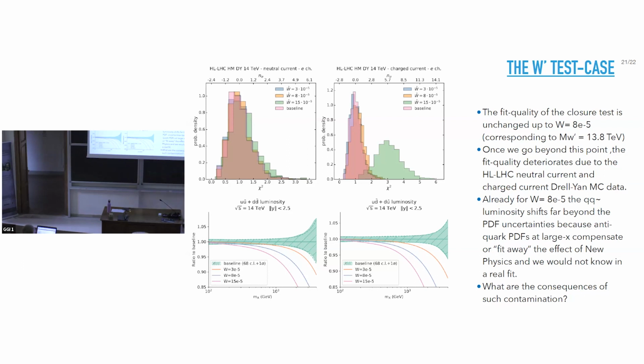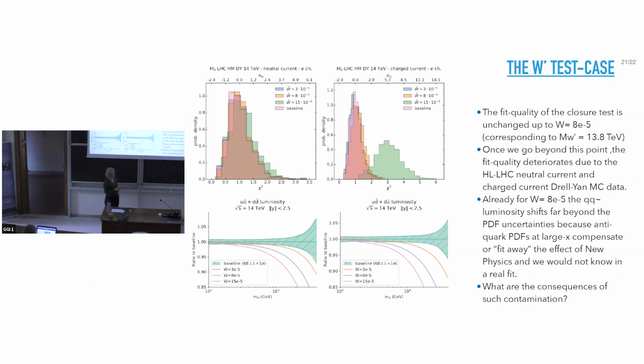So you have to compare, probably I should have matched the color. This is the q-qbar luminosity, the one that goes into the neutral current, u-ubar plus d-dbar, and this is the Standard Model one. You see that there is a big shift that goes completely unnoticed. So you find PDFs that are different from the ones you would find if there was new physics, that are still perfectly compatible with the data. For this particular value of W, for this particular new physics model, we checked that the antiquark PDFs at large x manage to compensate the effect of new physics and fit it away, in a way that would otherwise be visible.